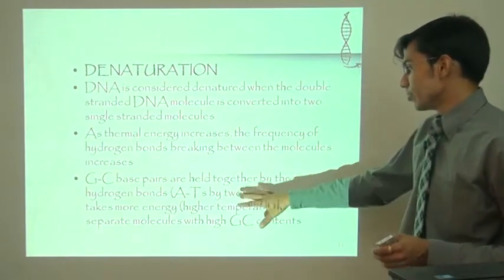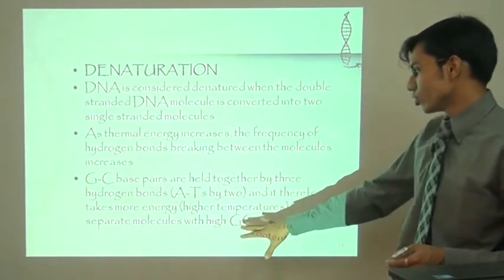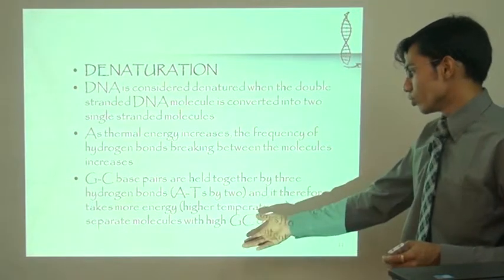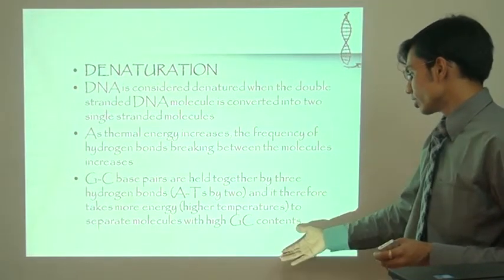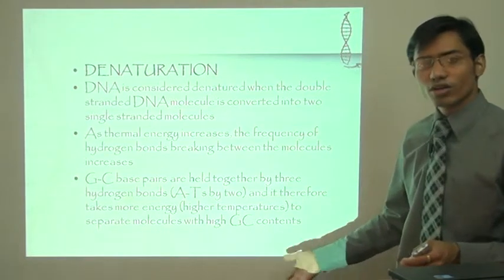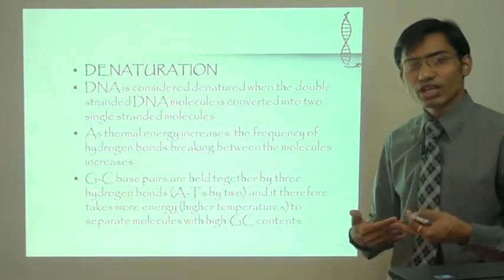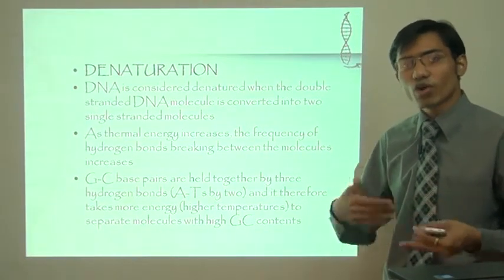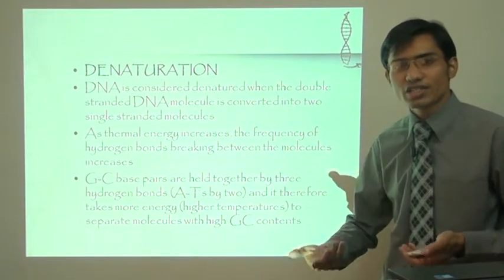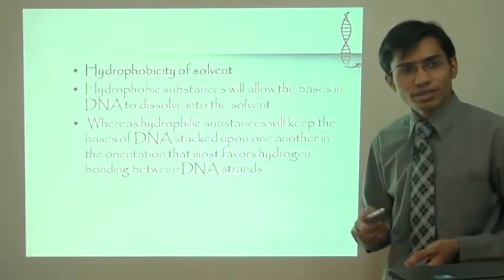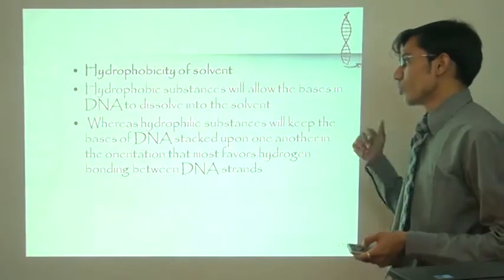DNA. G and C base pairs are held together by 3 hydrogen bonds, and A and T by 2 hydrogen bonds, and as we have seen, more hydrogen bonds take more energy to separate a molecule. Means G and C bonding have 3 hydrogen bonds, so it will take more energy if the content of GC is high in DNA. Now hydrophobicity of solvent.